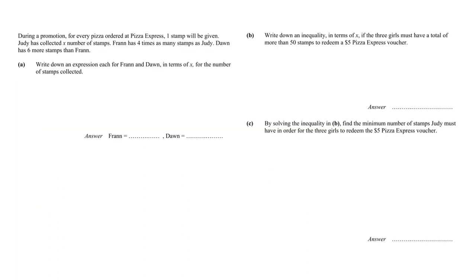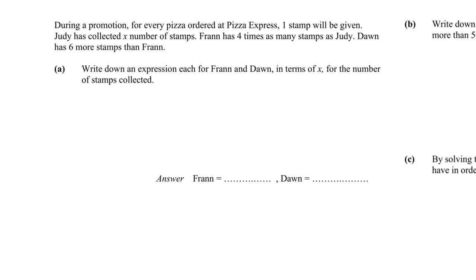Hello everyone, welcome to this question on inequality. So let's take a look at this context here. For every pizza ordered at Pizza Express during a promotion, 1 stamp will be given. Judy has collected x number of stamps. So Judy, x. Frank has 4 times as many stamps as Judy. So for Frank, it will be 4 times x, 4x.